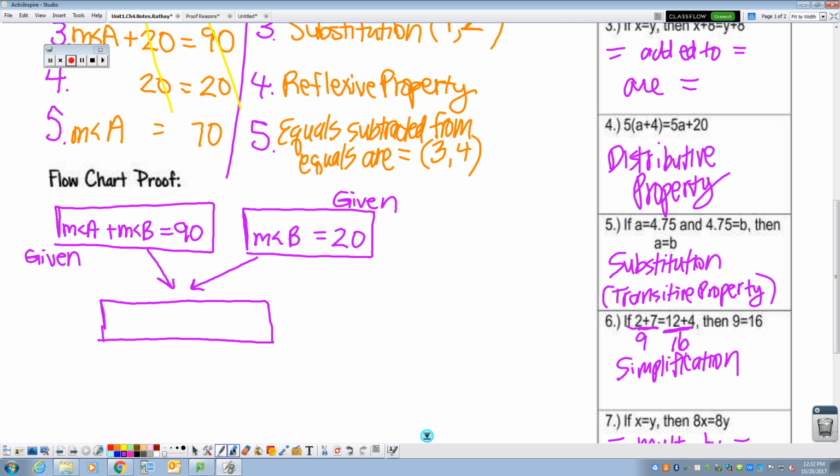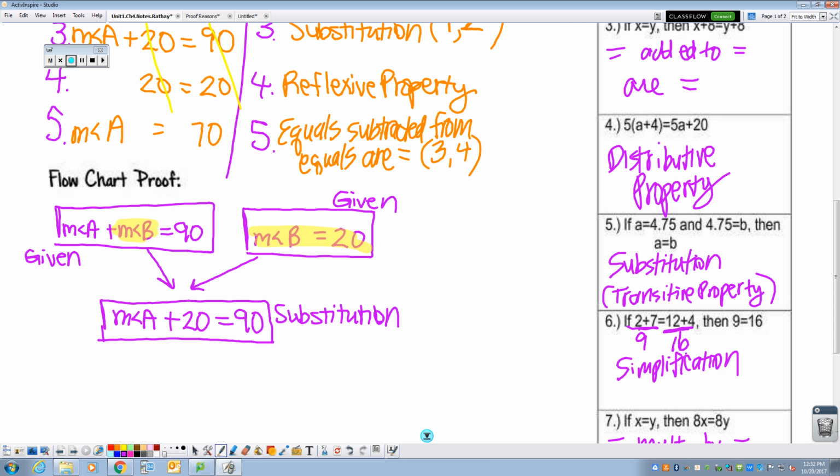And since we know that angle B is 20, I don't like that color highlighter. Angle B is 20 and there's an angle B right here. I can replace that with a 20 and I get measure of angle A plus 20 is 90. When I do replacing like that, my reason is substitution. Unlike a 2-column, I don't need any references. The arrows are the references. I can see which boxes led me there.